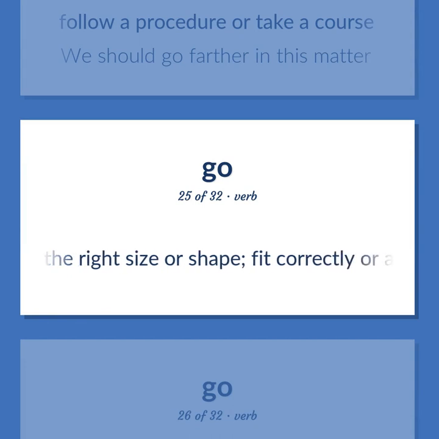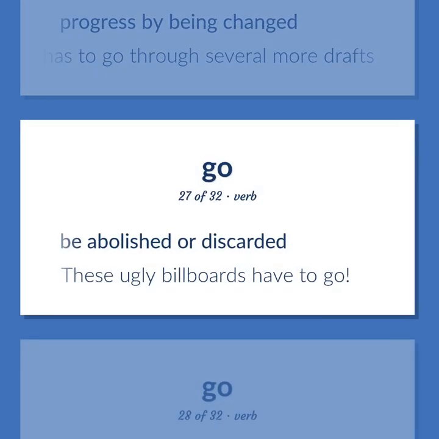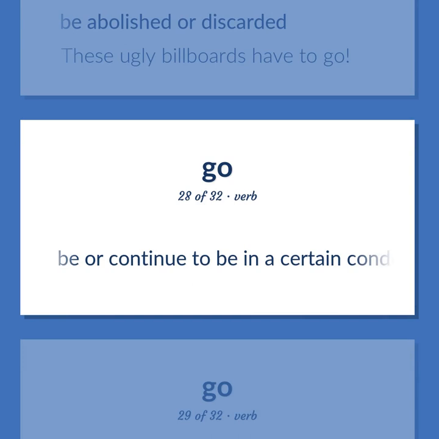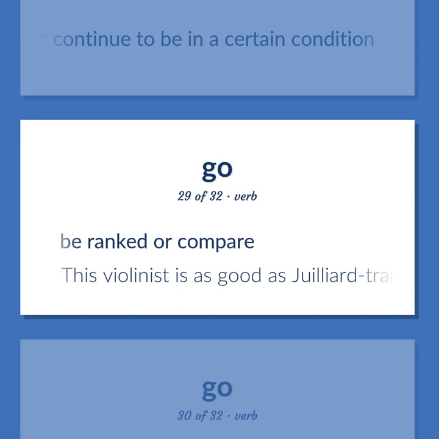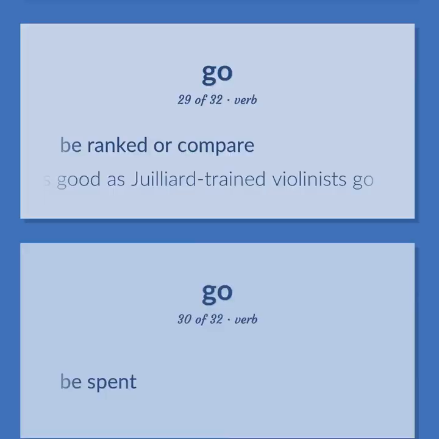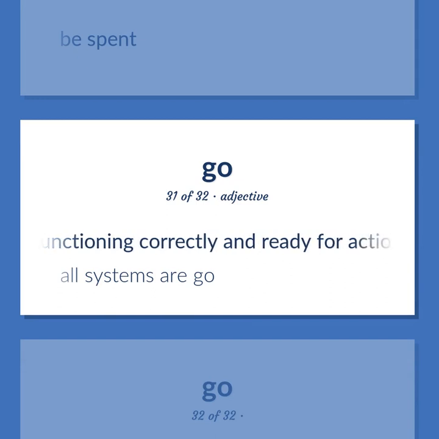Be the right size or shape. Fit correctly or as desired. Progress by being changed. The speech has to go through several more drafts. Be abolished or discarded. These ugly billboards have to go. Be or continue to be in a certain condition. Be ranked or compare. This violinist is as good as Juilliard-trained violinists go. Be spent. Functioning correctly and ready for action. All systems are go.